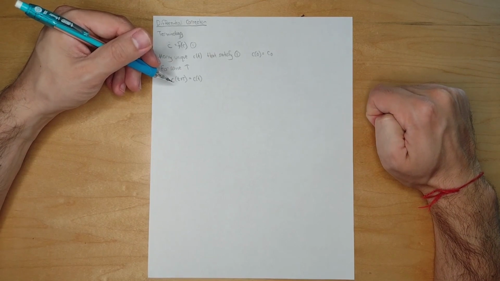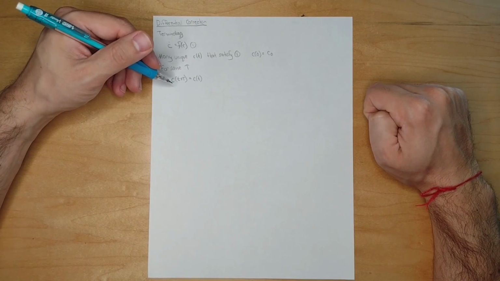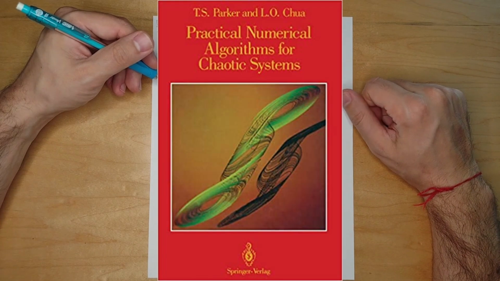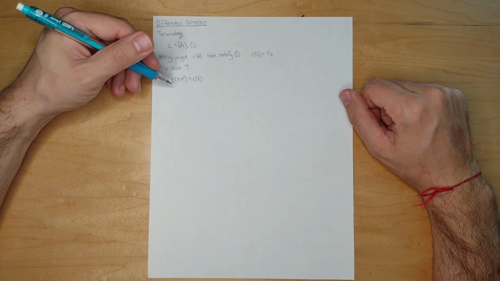We're going to develop a shooting method, and this is essentially the differential correction technique from Practical Numerical Methods for Chaotic Systems by Thomas Parker and Leon Chua. The technique is based on Newton's method for finding the roots of an equation, so I'd like to go over that first.